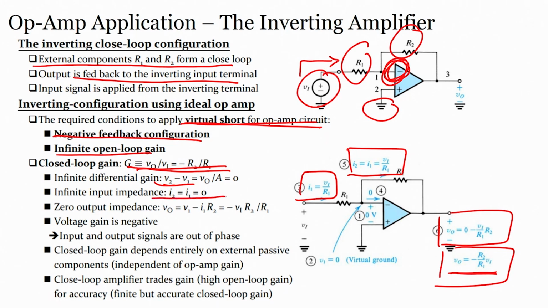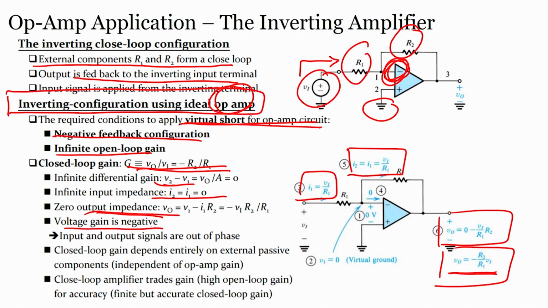Input impedance: I1 equals I2 equals 0. Why? Input impedance is infinite, thus I1 equals I2 equals nothing but 0. Infinite input impedance means current cannot flow, that is why it is 0. This we are talking about the inverting configuration using an ideal operational amplifier, mind it, ideal op amp. For a practical op amp, input impedance would not be infinite, it will be extremely high. Output impedance is also 0 for the ideal op amp, but in reality for a practical op amp it would be low, not 0.